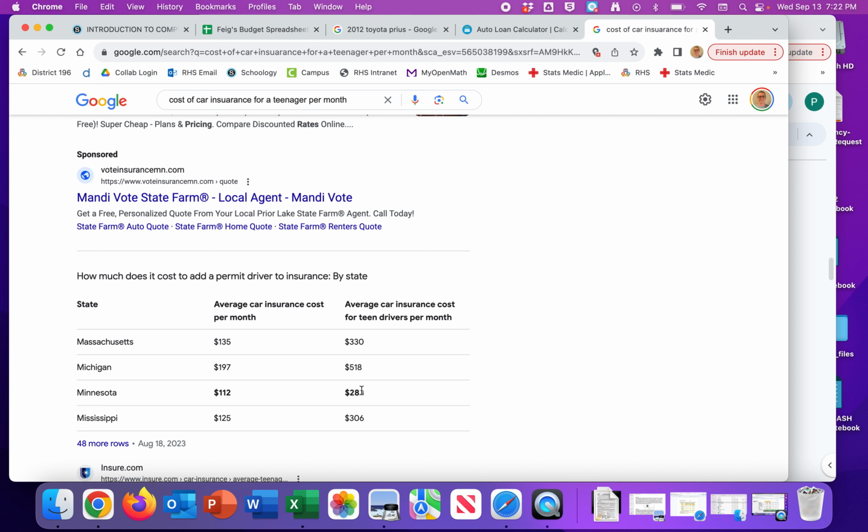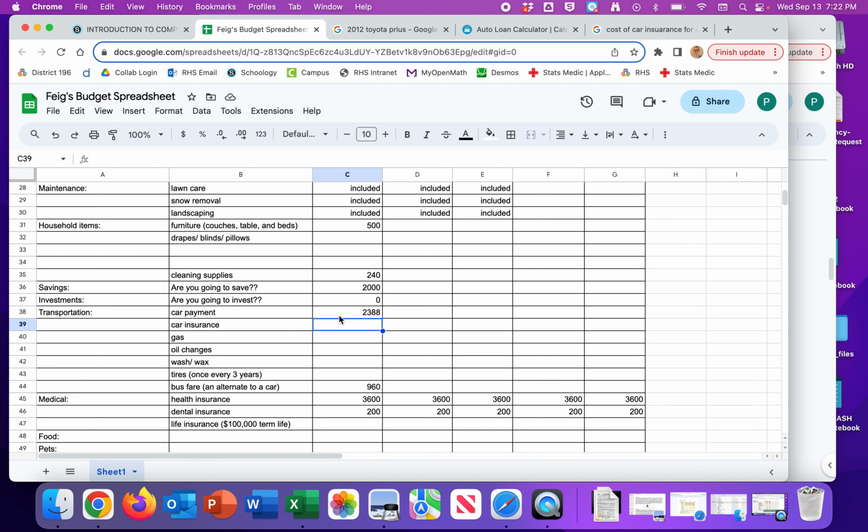Oh my gosh, $283 for a teen driver. Let's go over here. Let's just say you're an adult. $112 per month. Okay, average in Minnesota. 112. So equals, that's almost as much as your car costs. 112 times 12, that's your insurance.